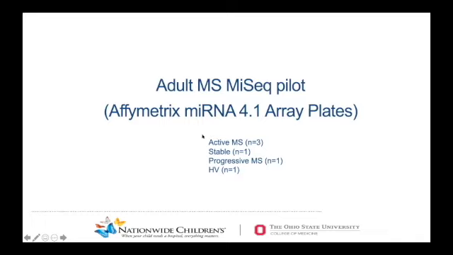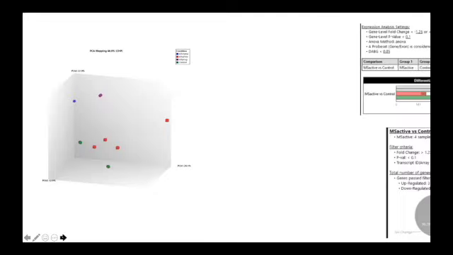So initially the goal was to do deep RNA sequencing, but we had a lot of difficulty with the library prep for some reason. So we ended up using these Affymetrix microRNA plates. And so this is just the PCA plot showing no significant outliers. The MS stable is in blue. We had a progressive MS patient thrown in there that wasn't initially intentional, but interesting. And then the MS active in red and controls in green.